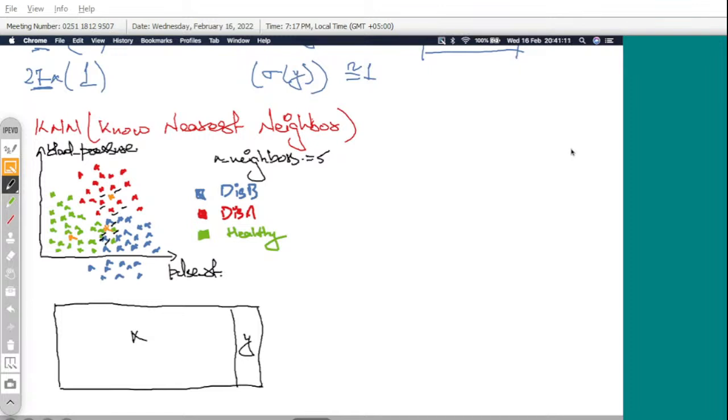Is there any chance a person has both the disease symptoms? How can we classify? See, the approach this algorithm follows is observing its neighbors, right? And at once, it will only predict one class. It cannot predict two classes at the same time, right? It will only predict one class. Got it?